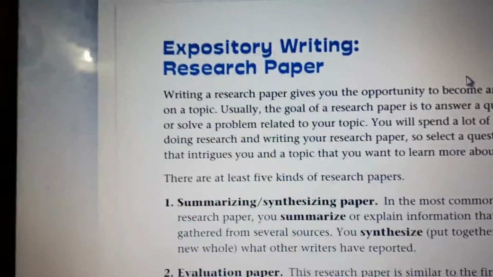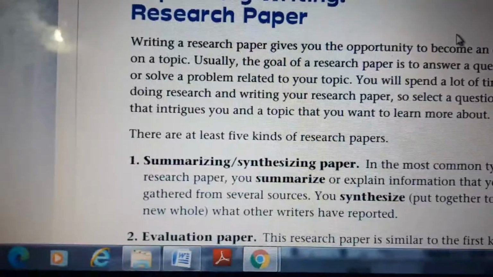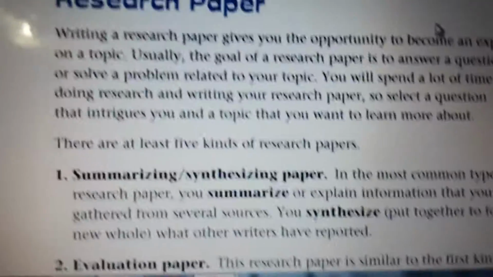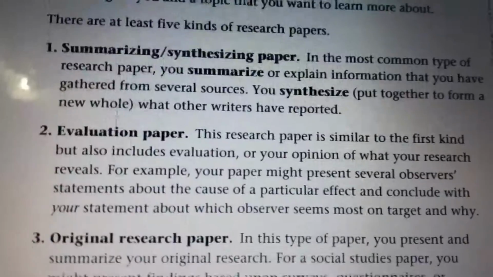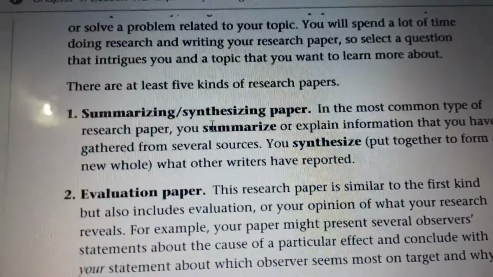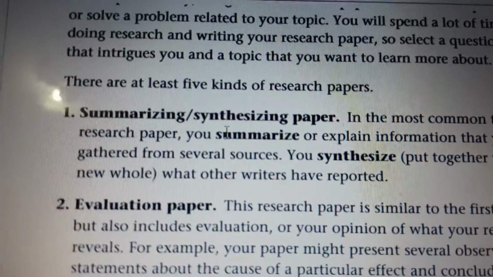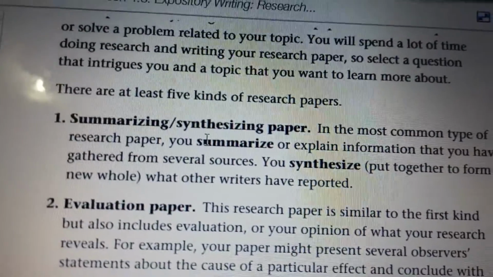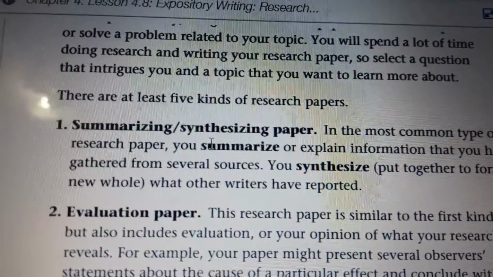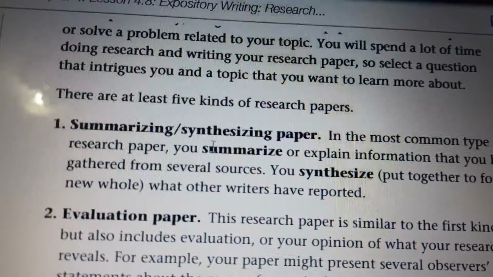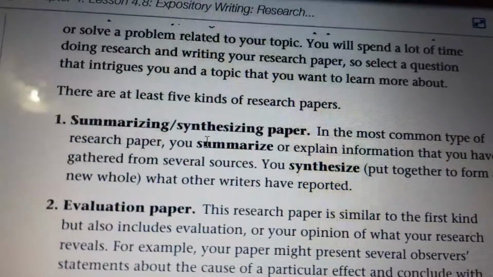Okay, so there are at least 5 kinds of research papers. I'm going to read them to you and try to explain them to you. First thing, the summarizing, synthesizing paper, and the most common type of research paper. You summarize or explain information that you have gathered from several sources. You synthesize, put together to form a new whole, what other writers have reported.